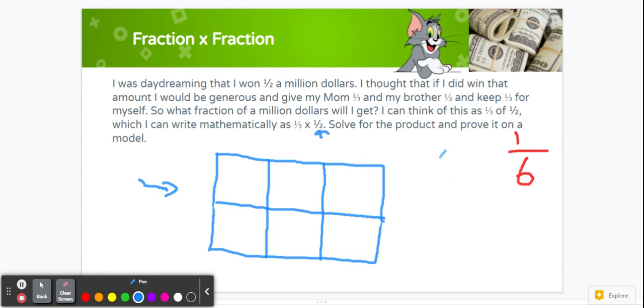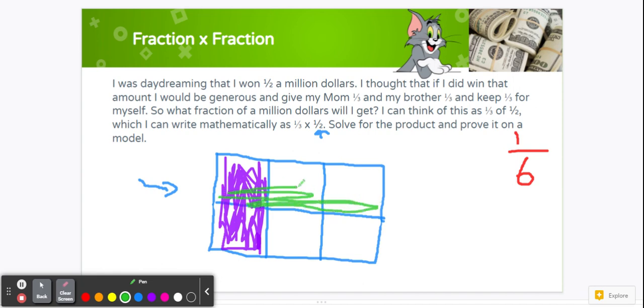And here's how I can figure out what my answer is using the model. Well, one third. Let's shade in one third in a different color. One third is right here, right? This is one piece of my 3. And I'm not as worried about that middle line yet. That's one piece of my 3, right? And then to show the one half, let's use green. Well, this is one of the halves. Is this top portion here? That's one of my halves. So that's what my model could look like shaded in. That's one third and one half.